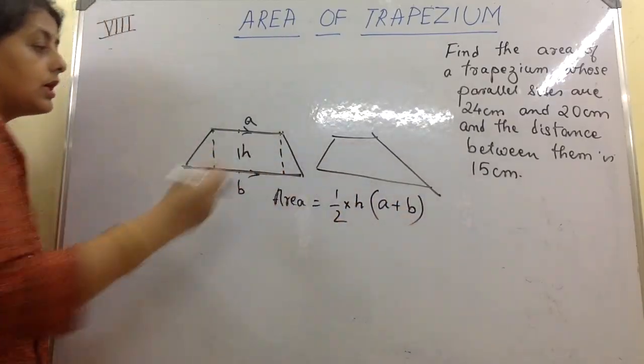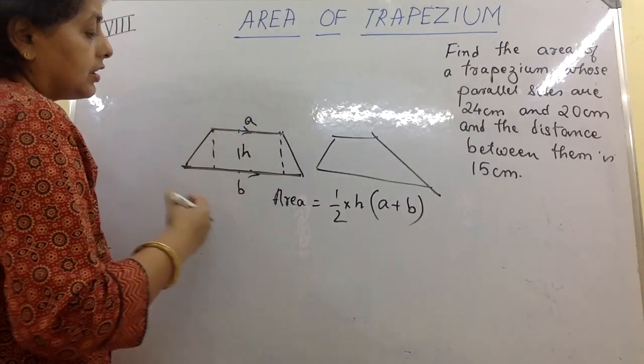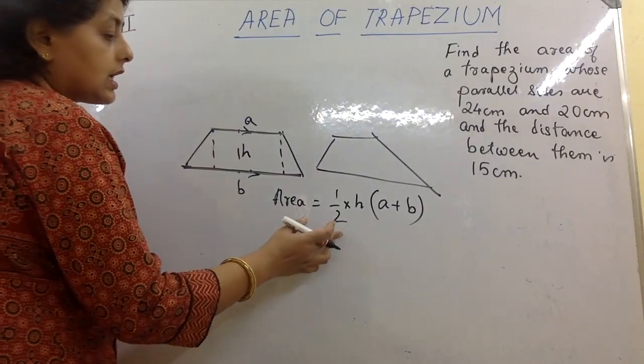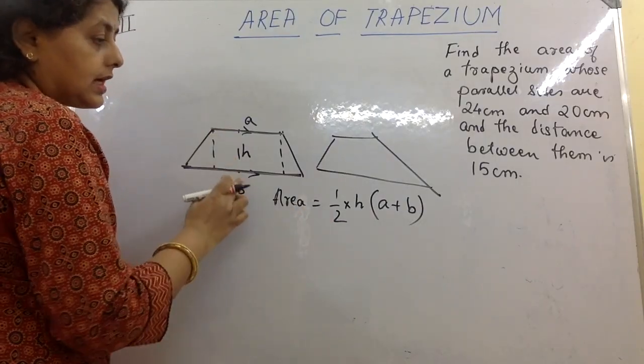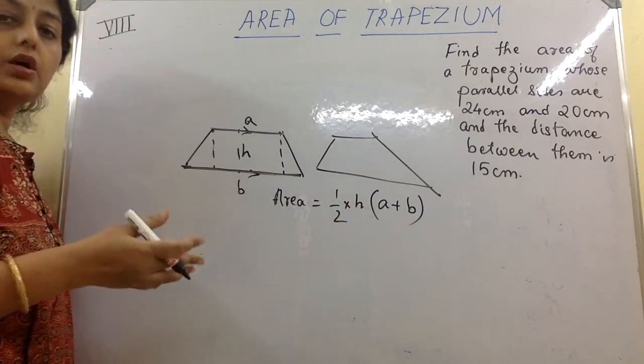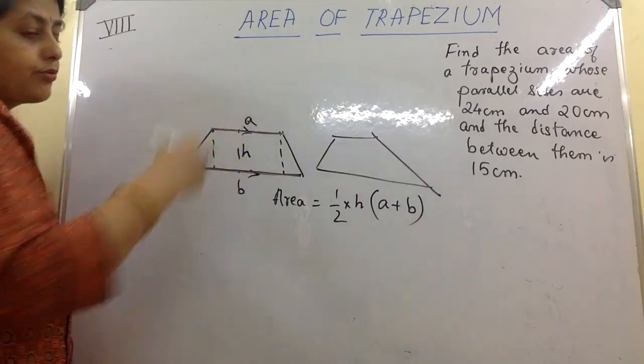Actually, this formula you can very easily find if you make it into two triangles. Anyway, so this is half H, that is height, into the sum of the parallel sides, and you get the area of the trapezium. Now we'll do this question.